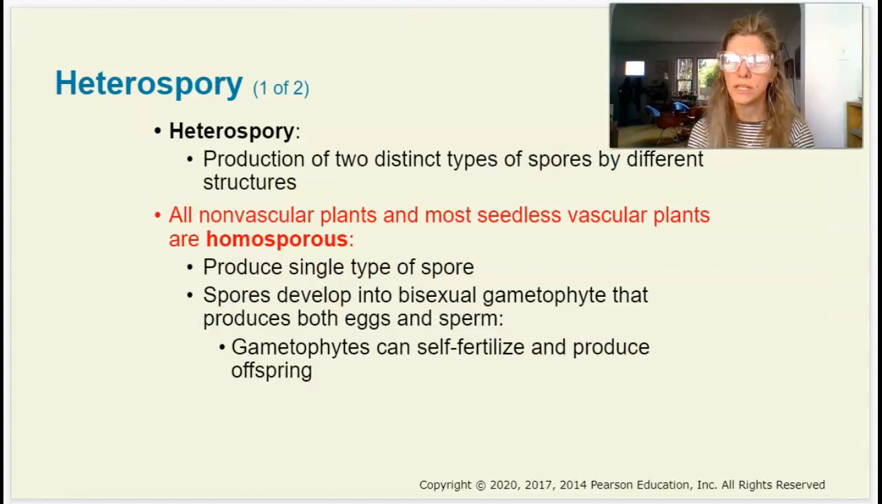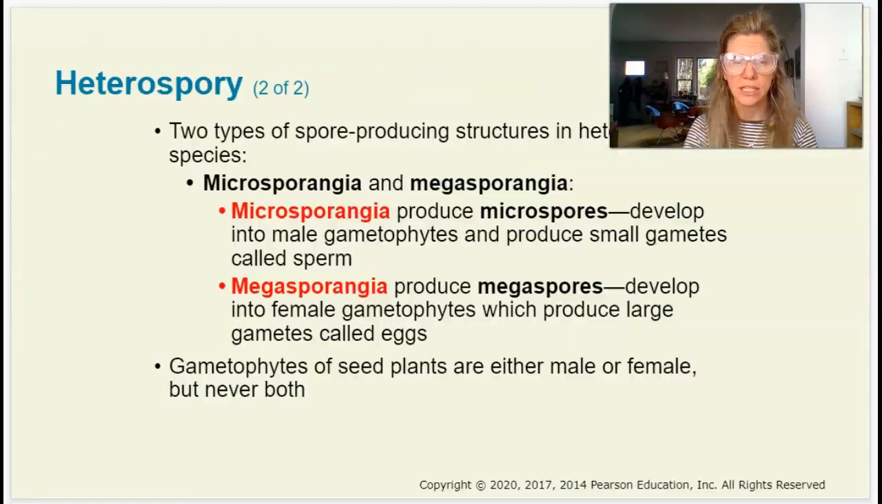It's also important to pay a quick nod to heterospory versus homospory. So heterospory is the production of two distinct types of spores by different structures. And all non-vascular plants and most seedless vascular plants are homosporous, so they produce a single type of spore. Spores can develop into bisexual gametophytes that produce both eggs and sperm. And here's just another example of that.